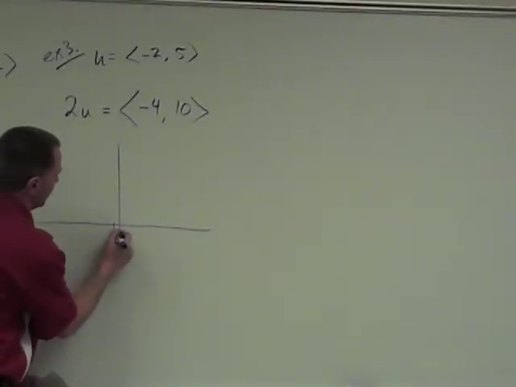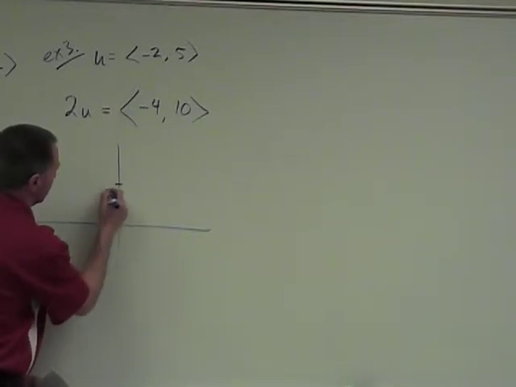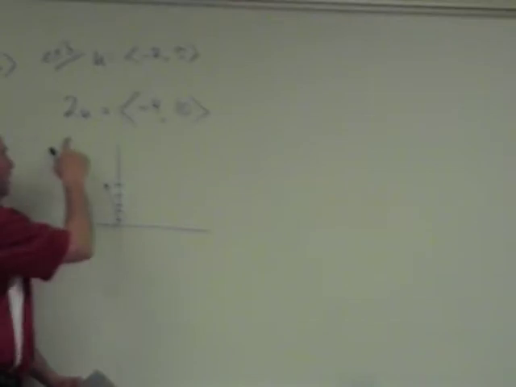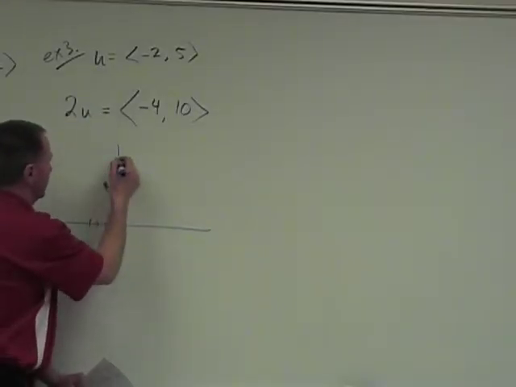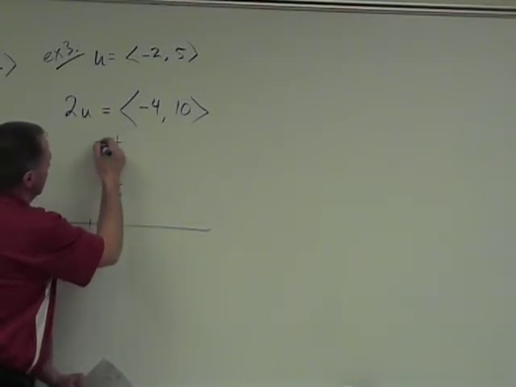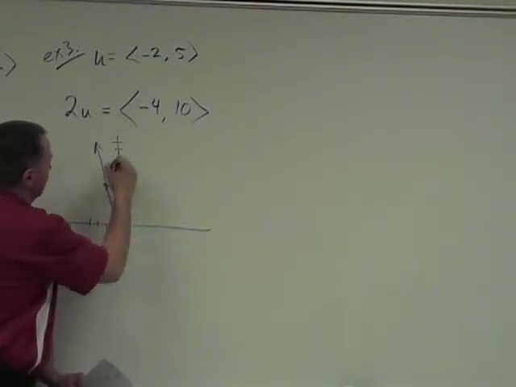So visually, what does that do? <-2, 5> is right here. There's your vector u. If I multiply it by 2, I'm at <-4, 10>. What did it do? It just doubled the length. That's all.